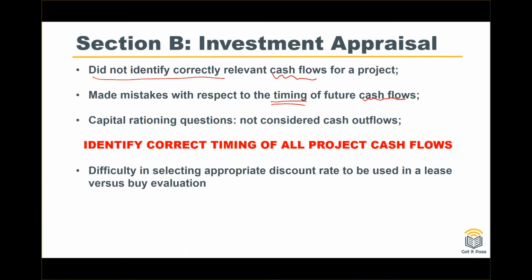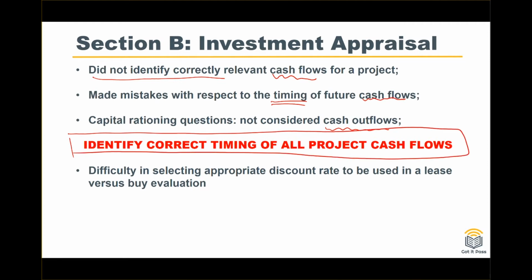For the third point, capital rationing questions. It means that in capital rationing, some of the cash flows may be inflows or outflows, and the examiners found that candidates ignored or did not consider the cash outflows. So what's the conclusion on these 3 areas highlighted by the examiner? I would like to say the most important part is to identify the correct timing of all project cash flows. I will share more in section C about investment appraisal, but for section B, it's already shared with you by the examiners.